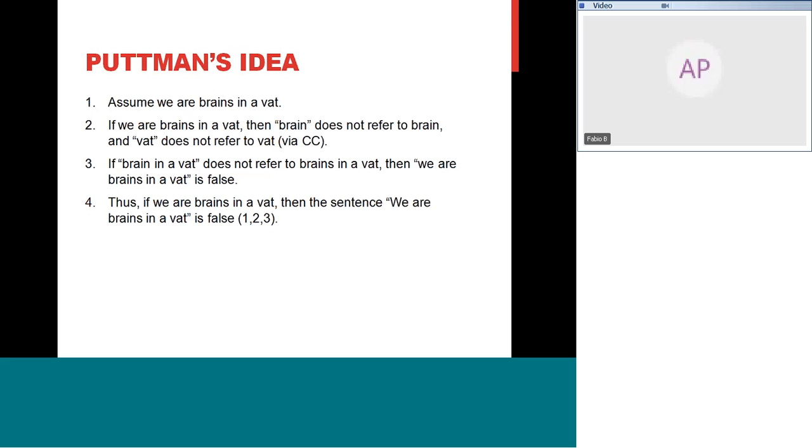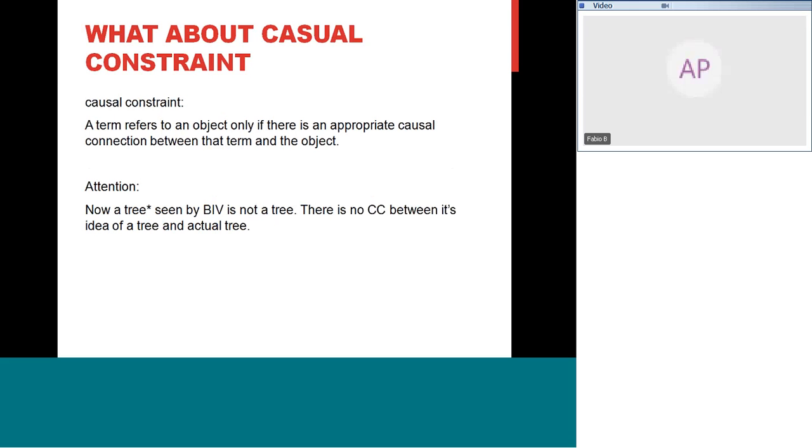And we can see that his ideas are built on a paradox, because if we assume we are brains in a vat, then brain does not refer to a brain, and vat does not refer to a vat. And if brain in a vat does not refer to brain in a vat, then the sentence is false. So if we are brains in a vat, then the sentence we are brains in a vat is false. Okay, so Putnam asks how one thing can embody the other if similarity is not enough and not necessary. We need an intention, because the word tree and our image of a tree is not a real representation of the tree.